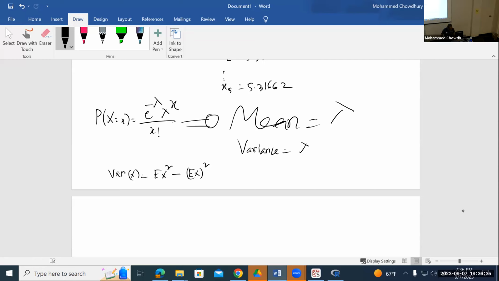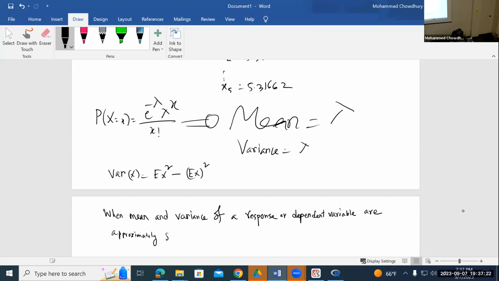Okay. So let me write it: when mean and variance of a response or dependent variable are approximately same, we can use the Poisson regression model.